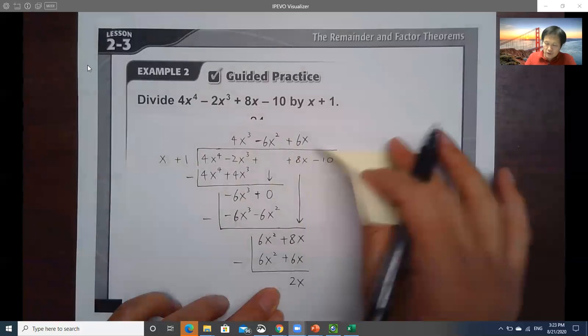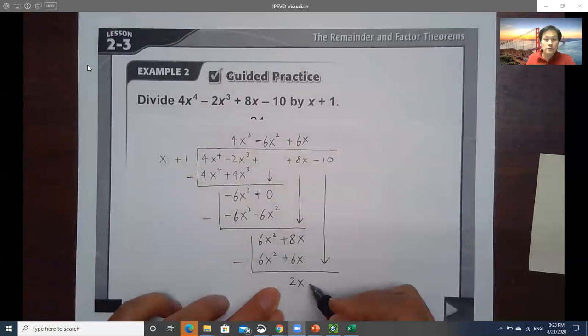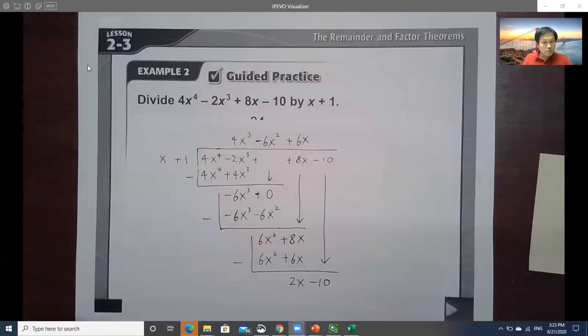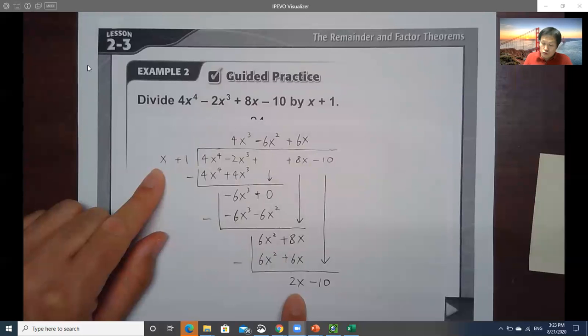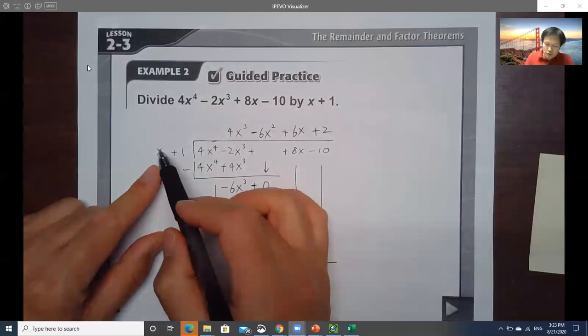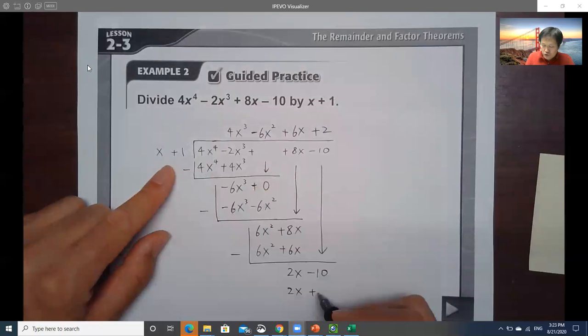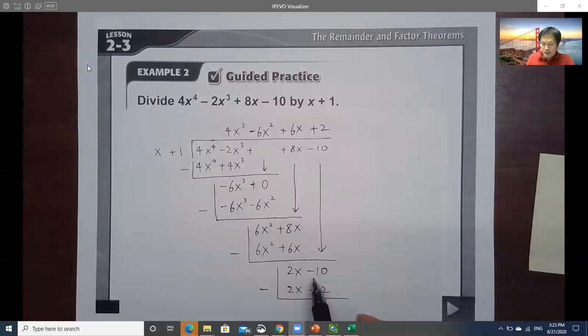One last step. You're going to bring the last term minus 10. X times what makes 2x? 2. So write down plus 2. Multiply by 2, you're writing in here. So 2x, 2 times plus 1 is going to be plus 2. L shape minus. Minus 10 minus 2 is minus 12.